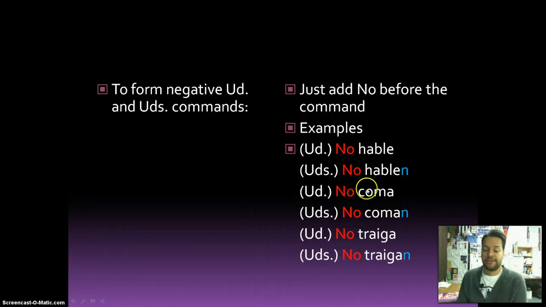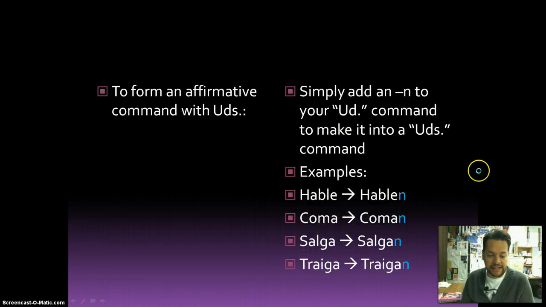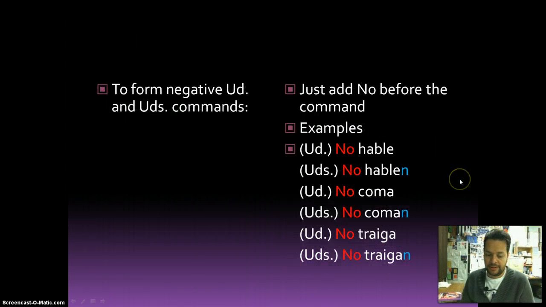And just repeat the process. Comer, let's say comer. No coma. All right? No coman. No traiga. No traigan. All right? So for usted, to recap, no hable, no coma, no traiga. For ustedes, for all of you, no hablen, no coman, no traigan. All right? Just put the word no in front of these, and you can't go wrong.